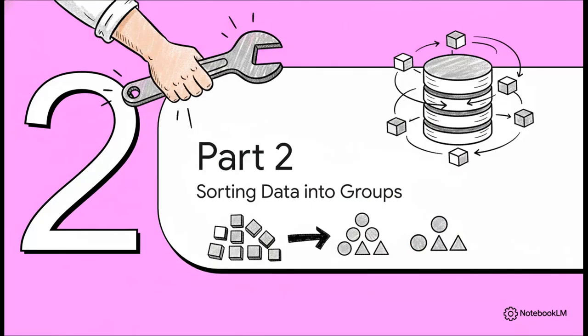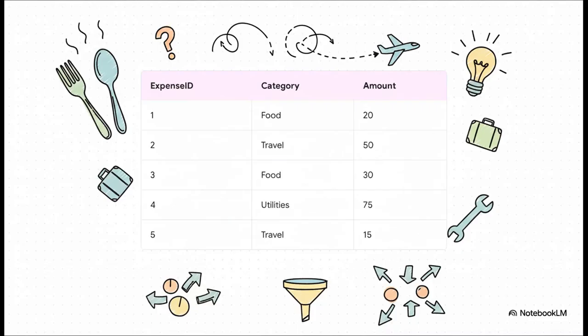Okay, so theory is one thing, but let's see how this thing actually works. It's time to roll up our sleeves and look at a real example. All right, here's our before picture, a simple table of expenses. See how the food and travel entries are all mixed in together? If you just glance at this, it's just a random list of numbers. Not very useful for figuring anything out, is it?